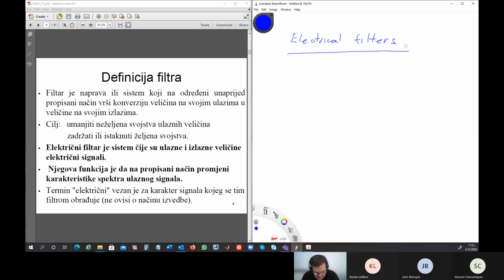The electrical filter is a system which has input and output voltage or current, which are electrical signals. The function of the filter is to change, in some determined way, the characteristics of the input signal spectrum. So the term electrical is connected to the character of the signal.